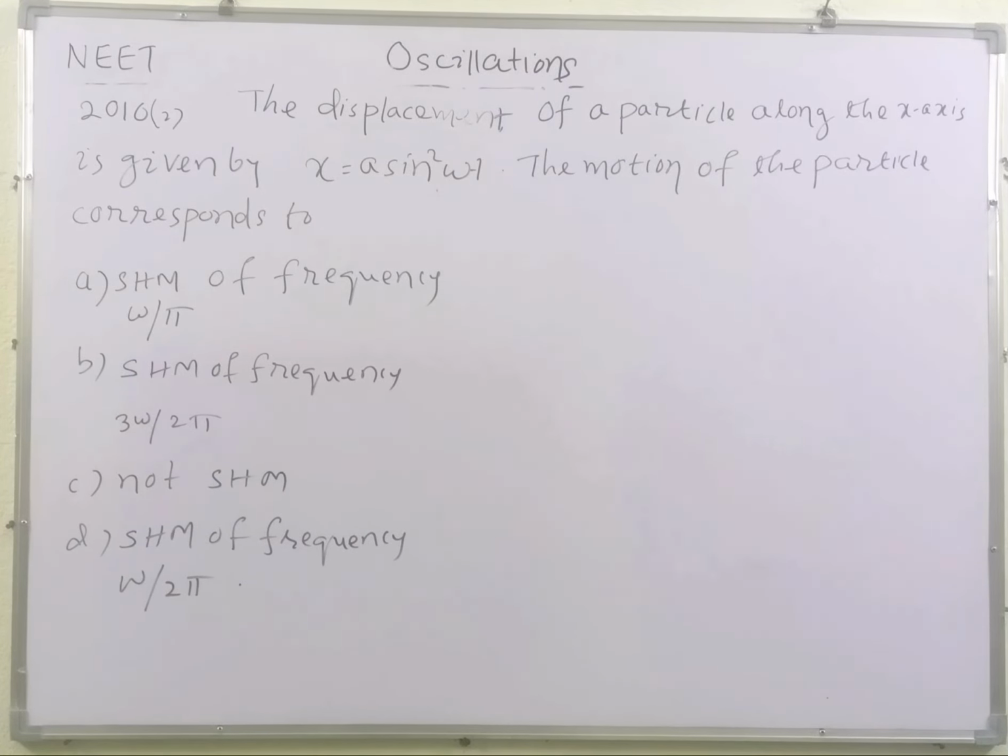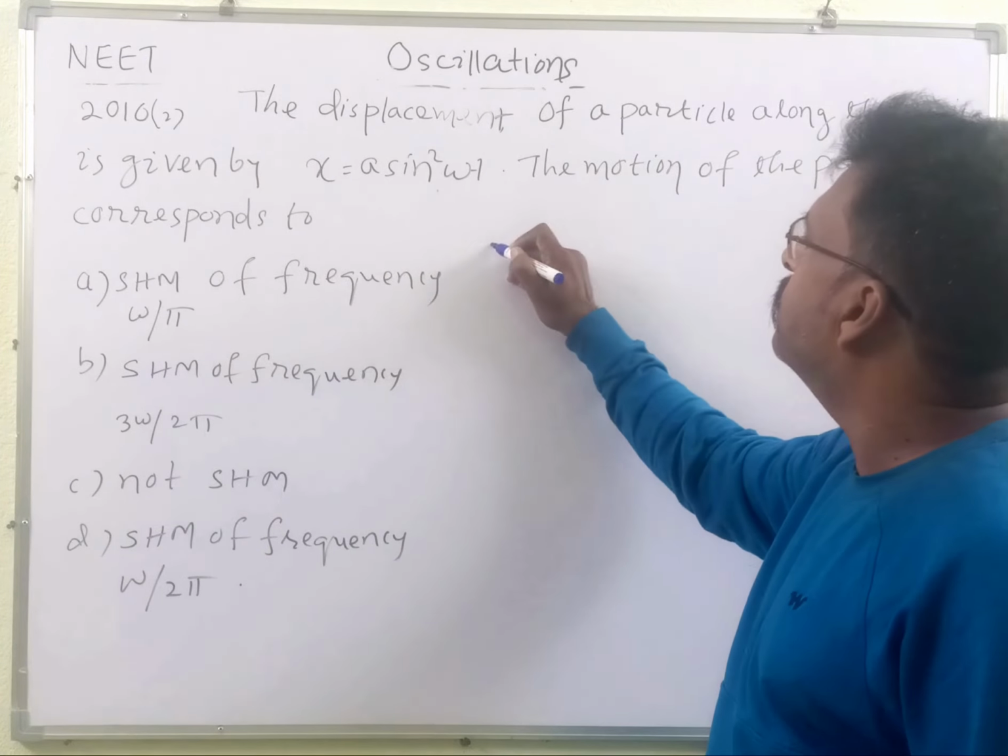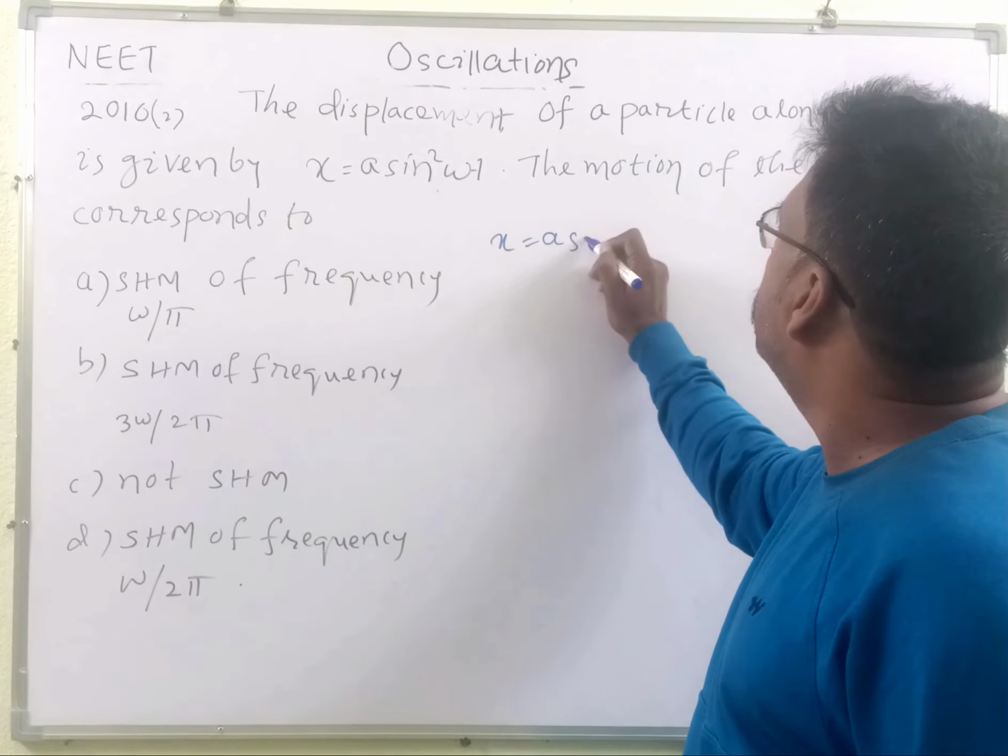Students, this question was asked in the year 2010. This was the second question asked from the chapter oscillations. The displacement of a particle along the x-axis is given by x is equal to a sin square omega t. The motion of the particle corresponds to, we can find out about the motion of the particle from its equation of motion. Students, you know, it is given x is equal to a sin square omega t.